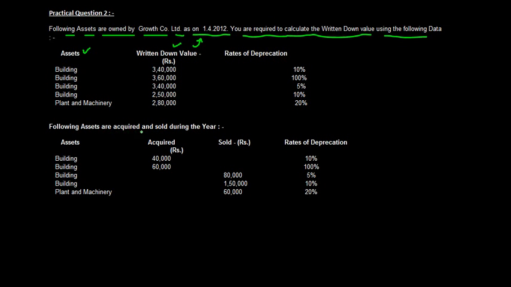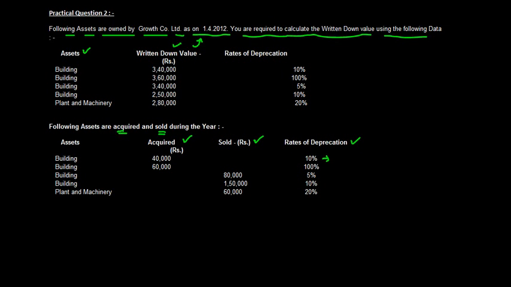Following assets are acquired and sold during the year. So you acquired some asset and you sold some assets. Building, these are the acquired one, these are the sold one, and the rate of depreciation on this is 10% and whatever it is given.